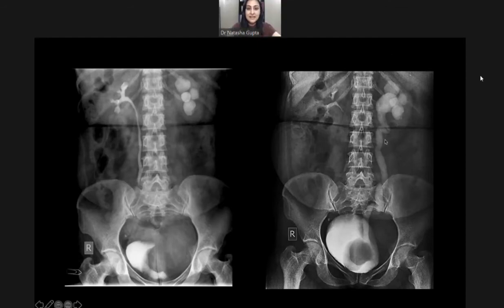Negative finding that I can pick up here is that there are no other filling defects associated, which would favor a diagnosis of TCC, which is quite frequently synchronous or metachronous. So I am not seeing any other filling defects in the bilateral pelvicalyceal system. Okay, so if multicentricity is there, that favors a TCC, but if multicentricity or multifocality is not there, it doesn't help us, right?